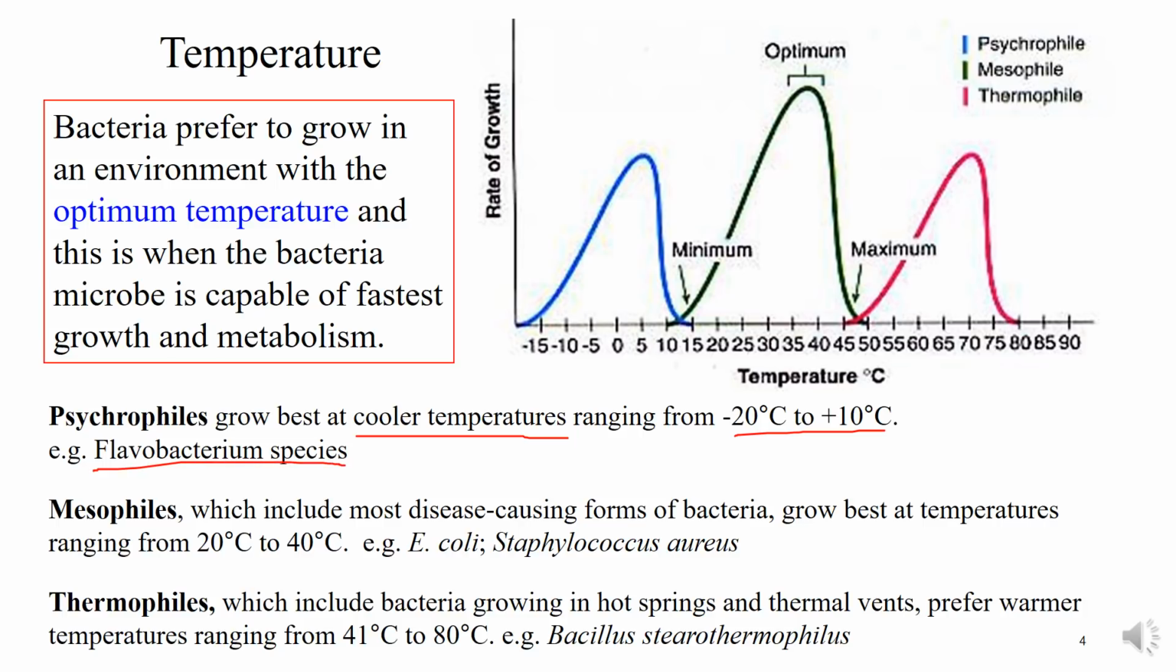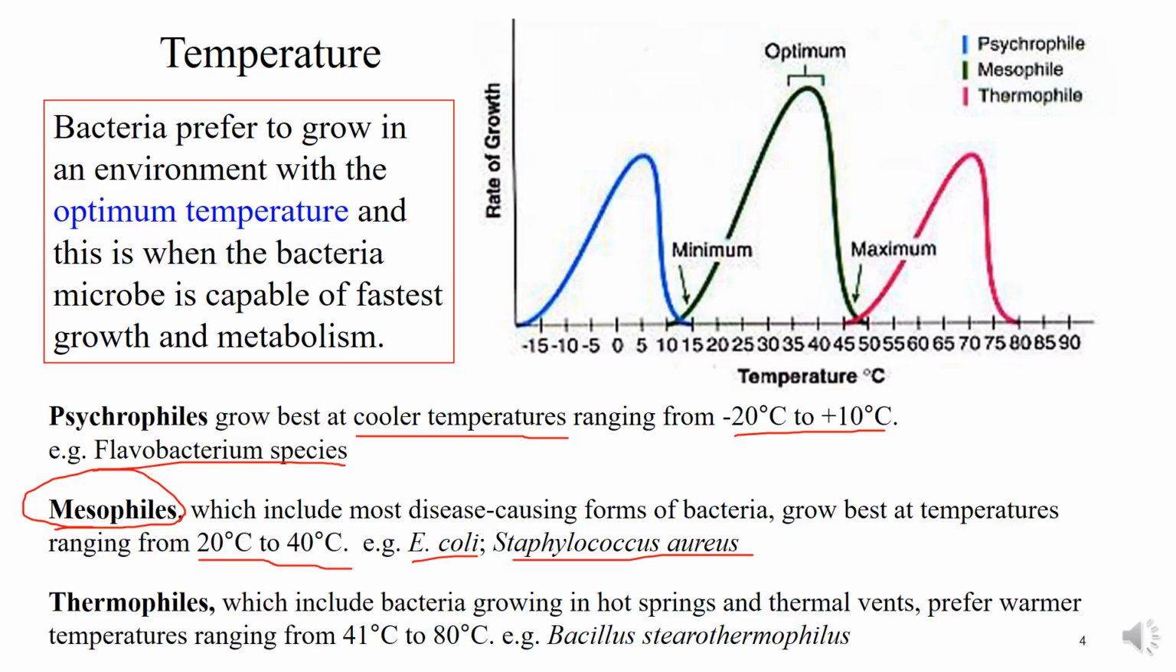Then we have the mesophiles. Mesophiles are those that grow in our body. So they are the most disease-causing forms of bacteria. They like to grow at temperatures between 20 to 40 degrees Celsius. You might know that our constant body temperature is around 37 degrees Celsius. So the bacteria in our body are usually mesophiles. For example, the E. coli and Staphylococcus aureus.